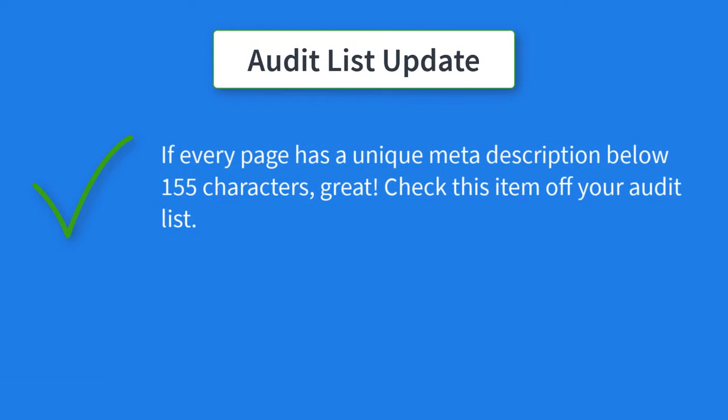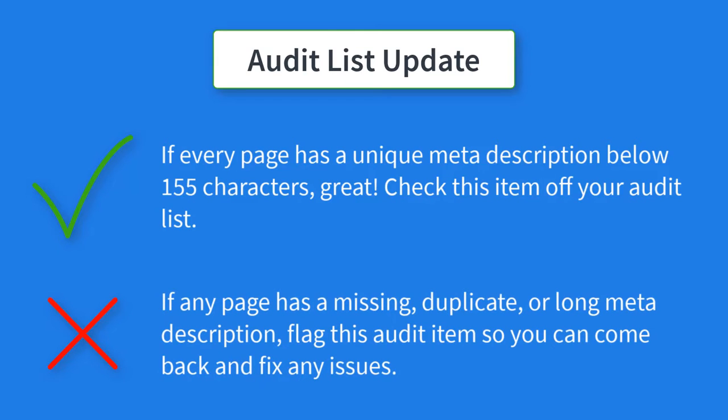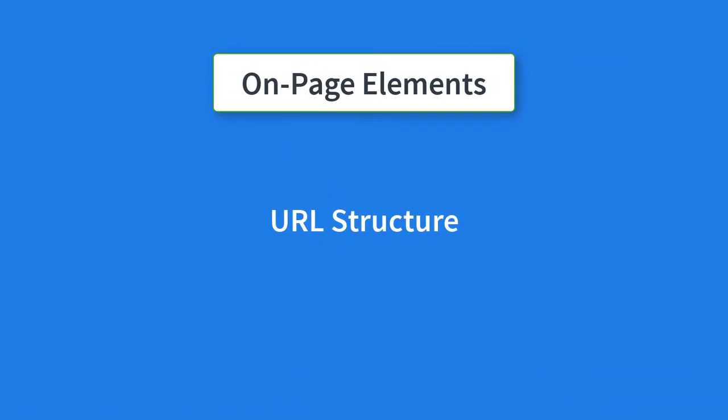To update your audit list, if every page has a unique meta description below 155 characters, great. Check this item off your list. If any page has a missing, duplicate, or long meta description, flag this audit item so you can come back and fix any issues. On to URL structure.